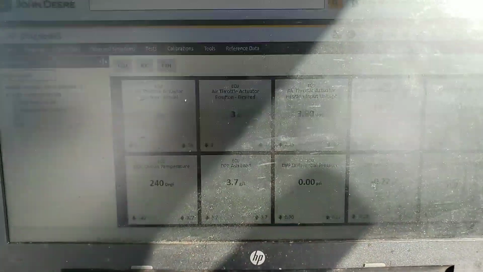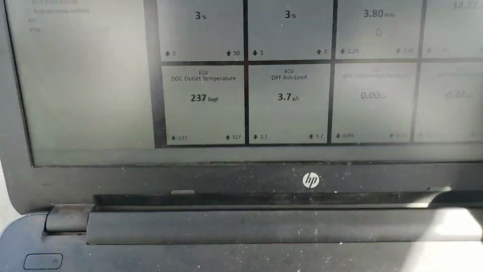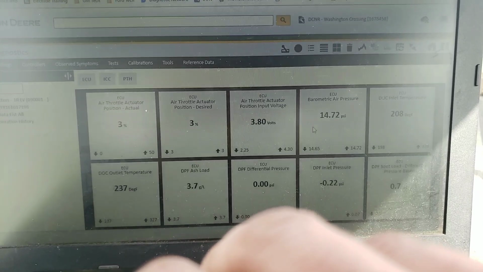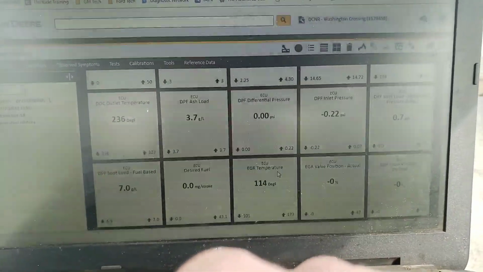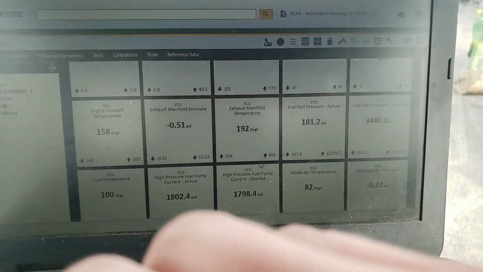Key on, engine off, standard. You can look at some voltages. We can look at our baro sensor if we're concerned. Let's try this. It's a little better. So we can watch that. DOC, we got our ash loads. I mean, we just go through it. We pick data PIDs that are useful, and we monitor them.